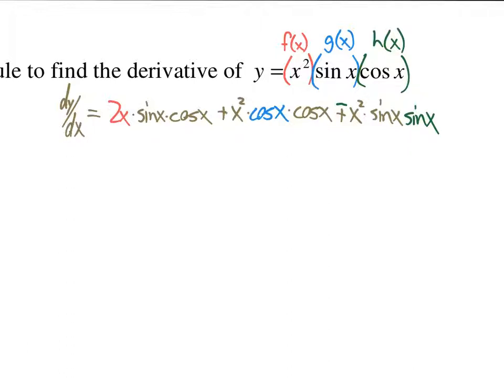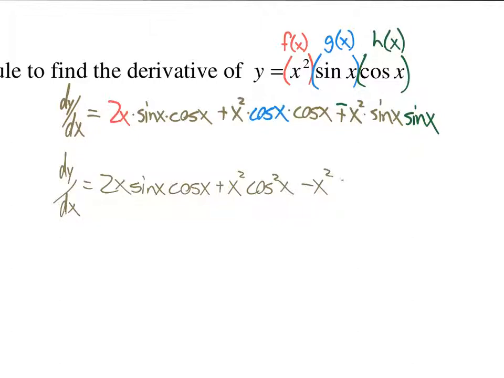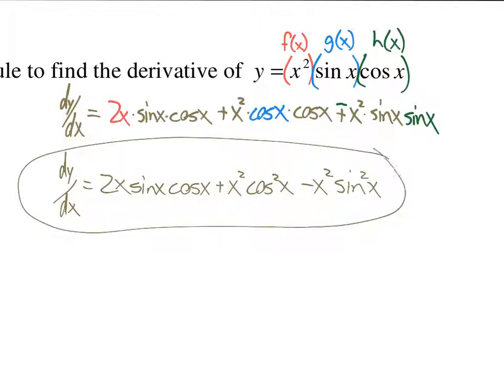And you can simplify it a little bit here. dy dx is 2x sine x cosine x plus x squared cosine squared minus x squared sine squared. And that is the derivative using the extended product rule. Okay?